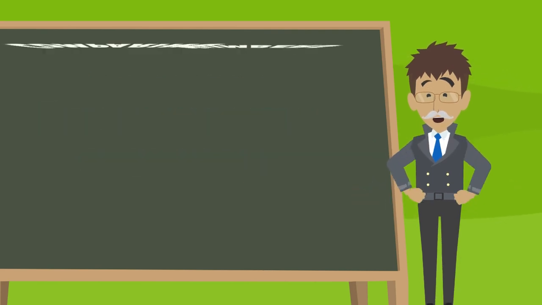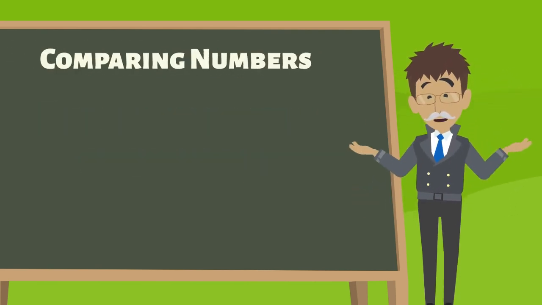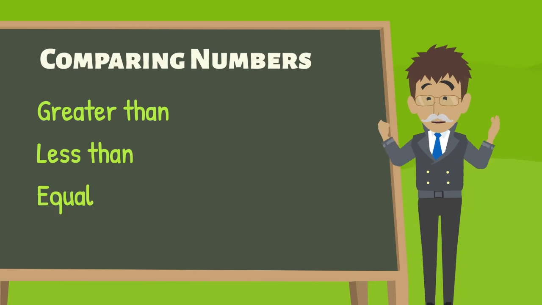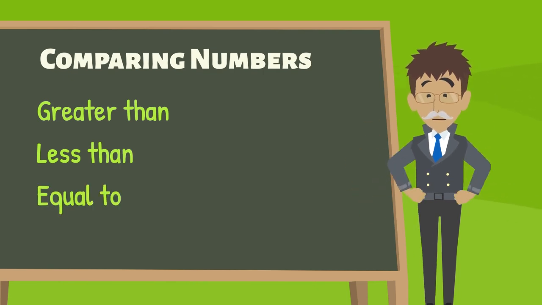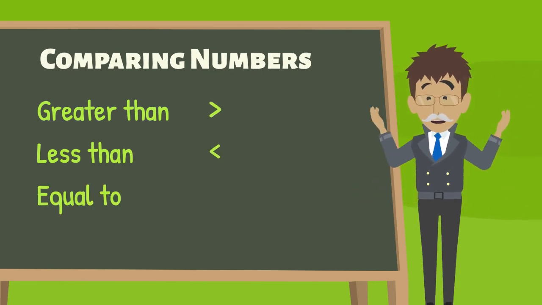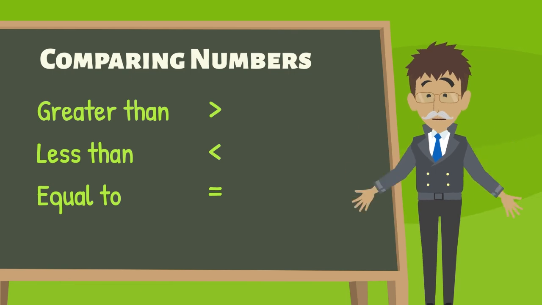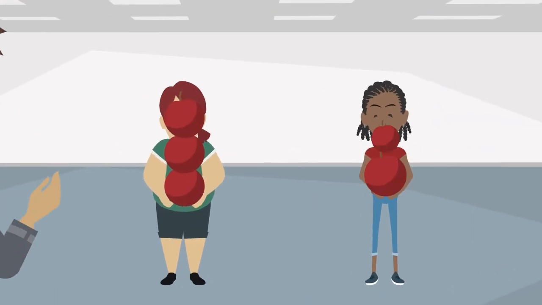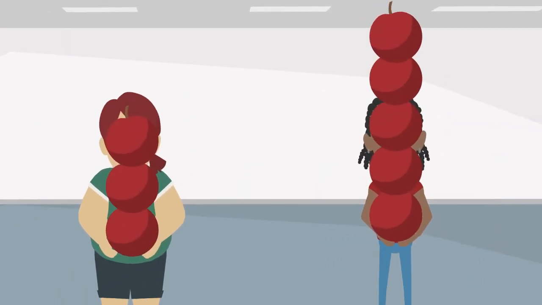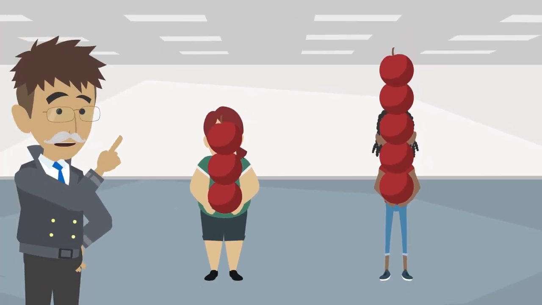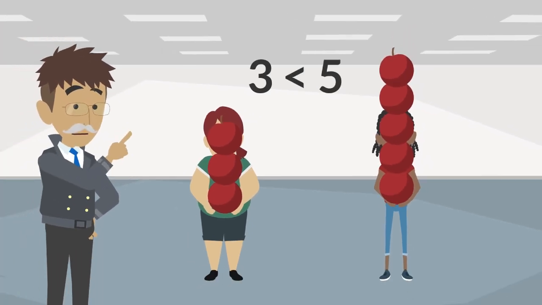When we compare numbers in mathematics, we use words like greater than, less than, or equal to. Just like with whole numbers, we use symbols like these to show the results of a comparison. If Sam has 3 apples and Jordan has 5, we can see who has more. We write this as 3 is less than 5.